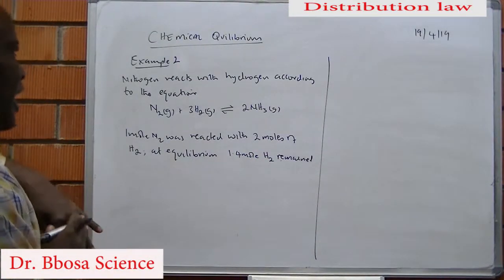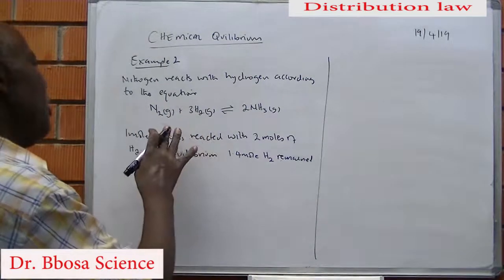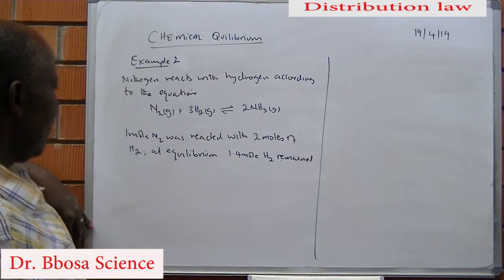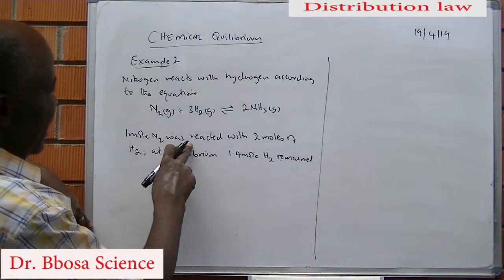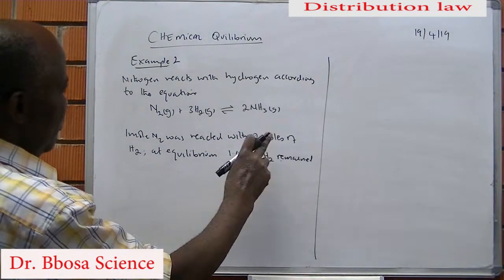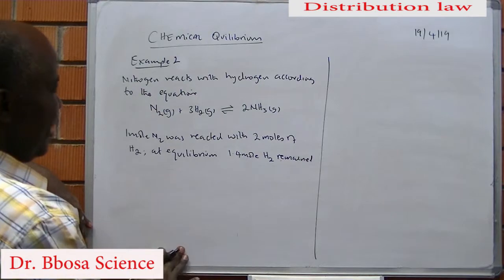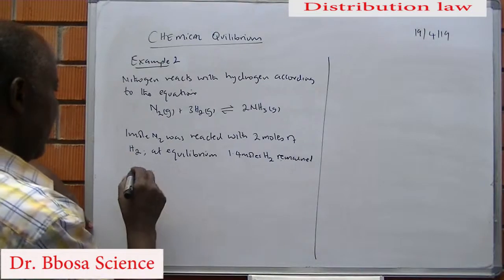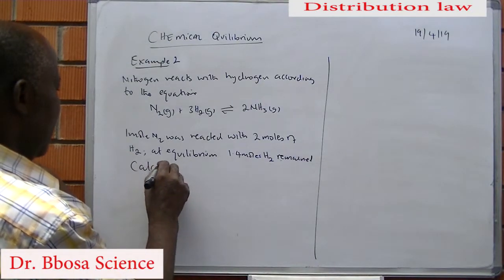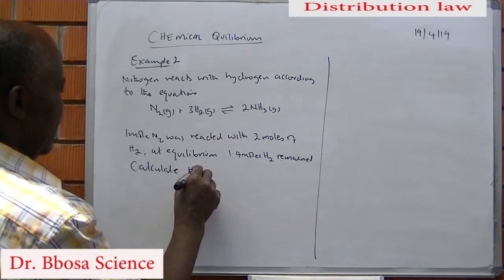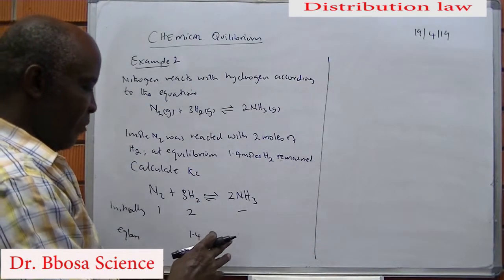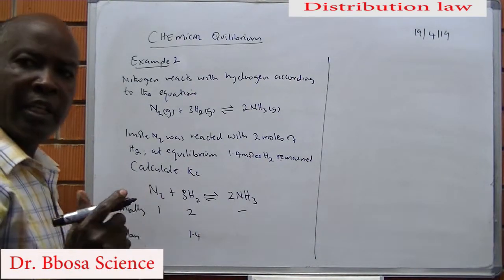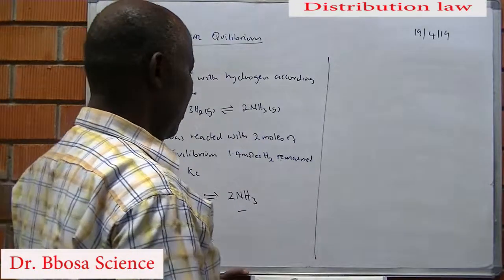Example 2, nitrogen reacts with hydrogen according to the equation: nitrogen plus hydrogen is equal to ammonia. 1 mole of nitrogen was reacted with 2 moles of hydrogen. At equilibrium, 1.4 moles of hydrogen remained. Calculate Kc. First, we have to find the moles of ammonia formed. Also, how to find the moles of nitrogen remaining.